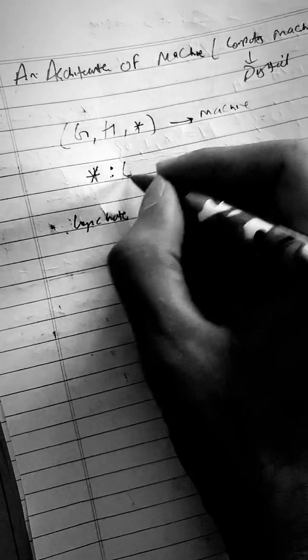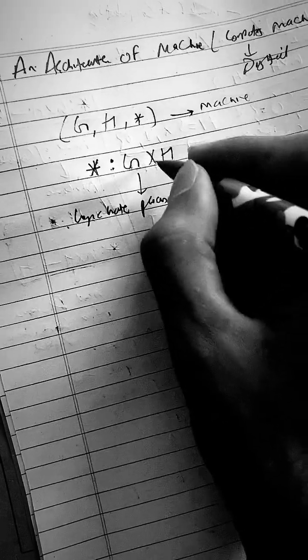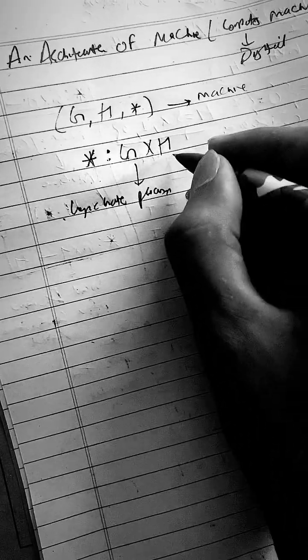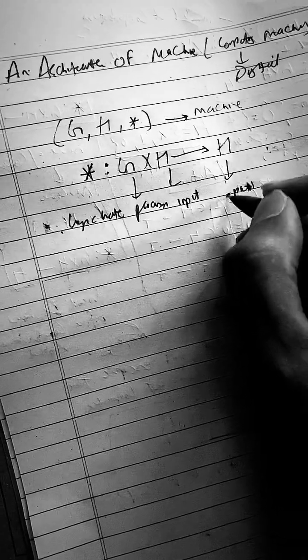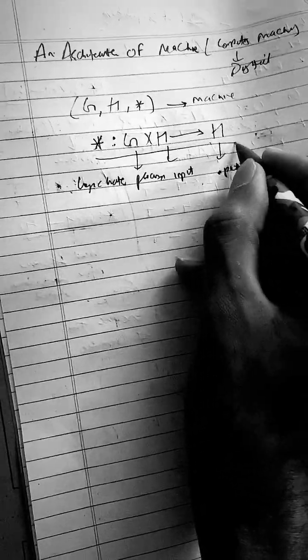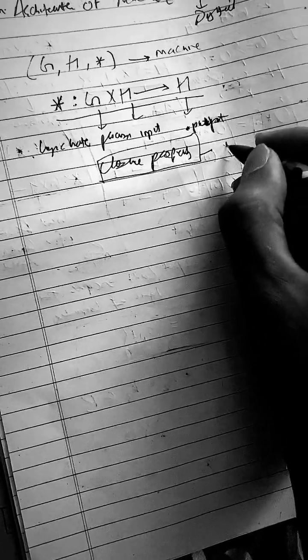This star is going to take G cross H. G, as we already talked about, is the processor. H is our input data, and this star is going to produce output. Now it already satisfies the closure property. And we said this closure-property-satisfying machine is a weak machine. It is very weak. It is a stupid machine.